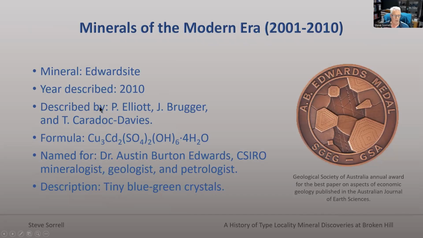And we then jump forward to 2010. We've got Edwardsite, named after Austin Burton Edwards, who is a really well-known mineralogist in Australia, but there are no images of him anywhere that I could find. I felt sure that there would be a photo of him somewhere, but no. So what we've got instead is the A.B. Edwards Medal, which is awarded each year by the Geological Society of Australia for the best paper on aspects of economic geology published in the Australian Journal of Earth Sciences.